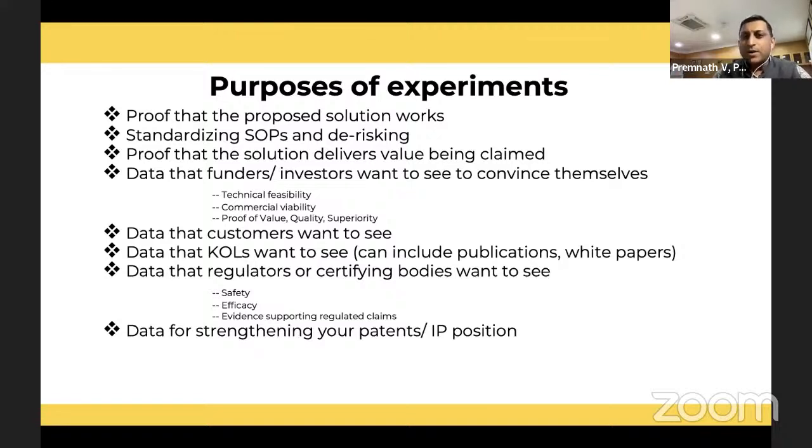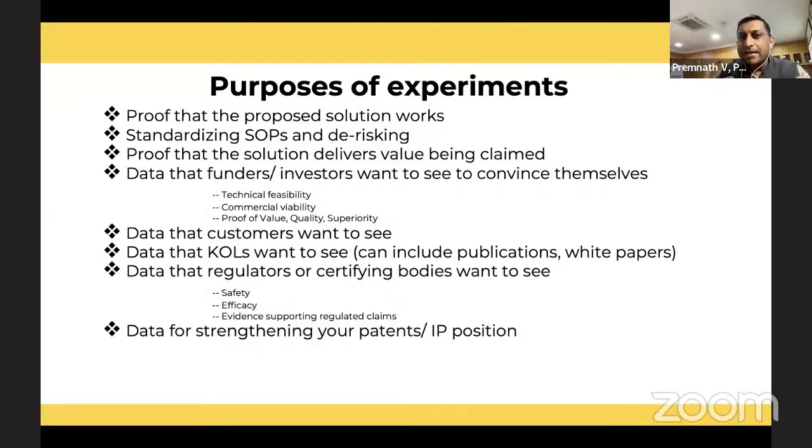The first one, which you want to do, of course, and which is very common in BIG, is to demonstrate proof that the proposed solution works. So you have a concept that this solution is going to solve this problem. Show that it indeed works, and each solution will have a set of parameters you need to define which indicates that it indeed works. As you go along, you will also need to indicate that it works every time. There are some standardized SOPs. It works when you scale up, it works when somebody else does the same study, and so on. That means there's repeatability and reproducibility. So these are all part of your exercise of de-risking.